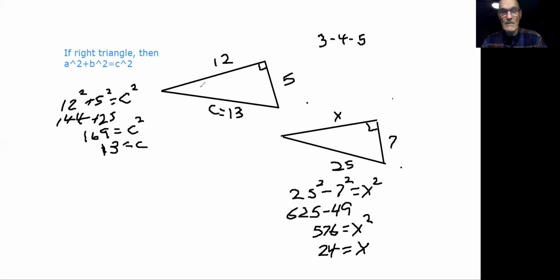So that's what we looked at today pretty much. If the right triangle, then you have a squared plus b squared equals c squared. Now tomorrow, what we're going to look at is the inverse of this, which says that if you have a squared plus b squared equals c squared, then you have a right triangle. So I will get back to you tomorrow and share with you what we did in class with the converse of the Pythagorean theorem.